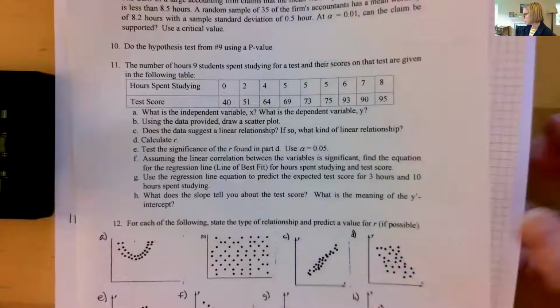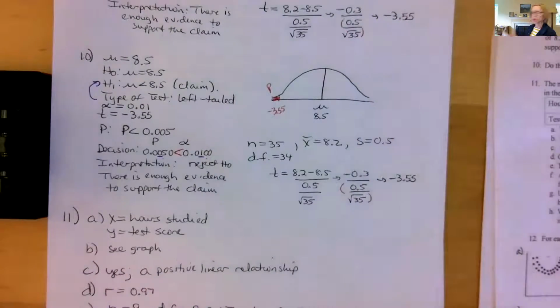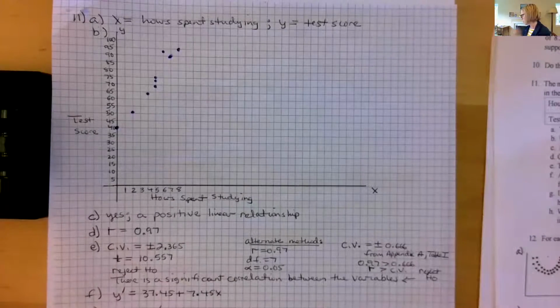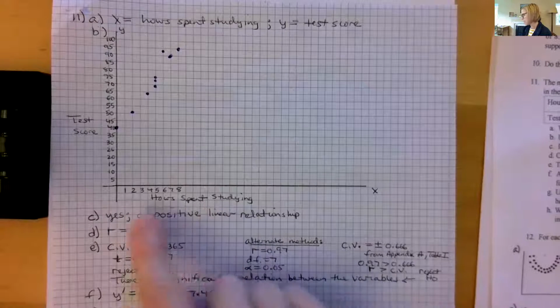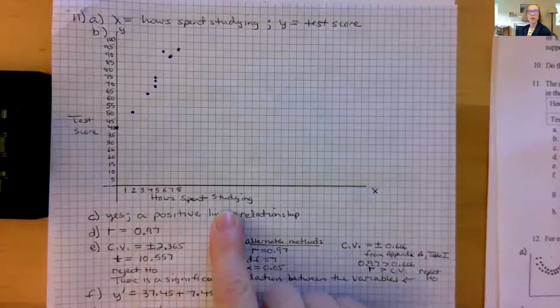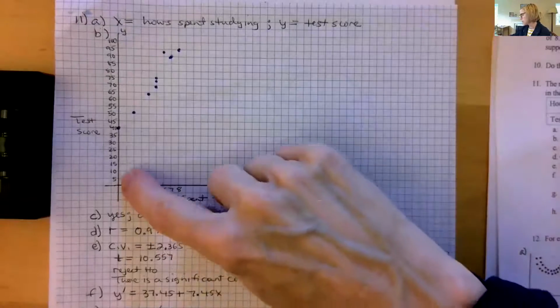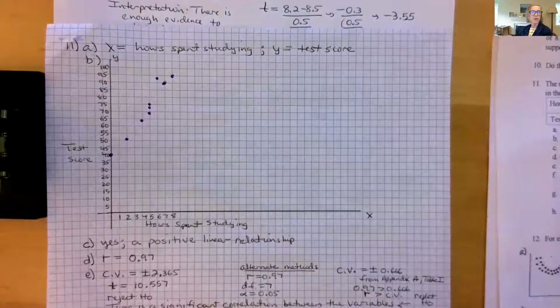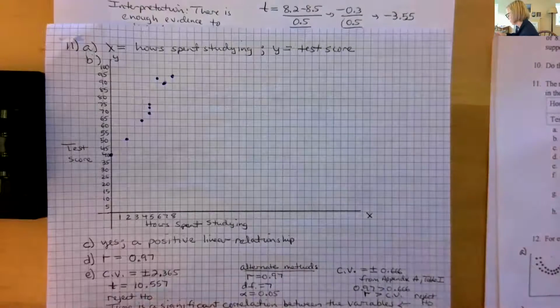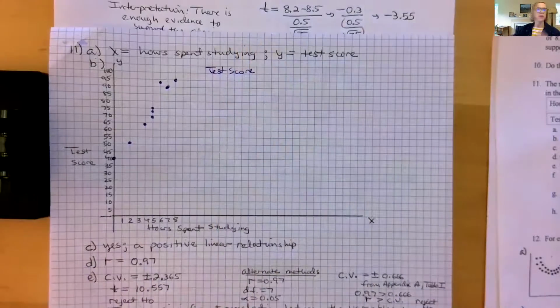So then using the data provided, draw a scatter plot. I have a graph here and I didn't want to take all the time to redraw it. This is already in the answer key. X is the hours spent studying, which went from 0 to 8, and I labeled it hours spent studying. Y is the test score, which went as low as 40 to as high as 95. I counted by 5s on the Y-axis and labeled it, and I should put a title on this graph: Test score versus hours spent studying.